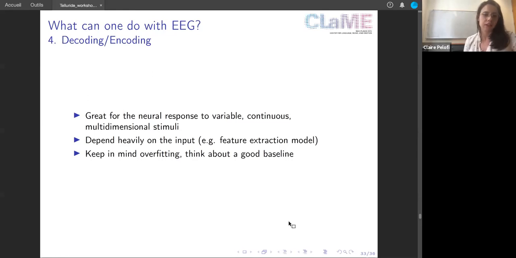And finally, with decoding and encoding, you want to always be very mindful of overfitting, and keep in mind that you want to think about a very good baseline that you're going to contrast your main result with.